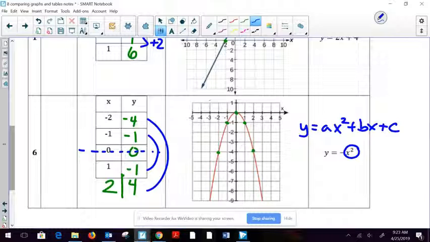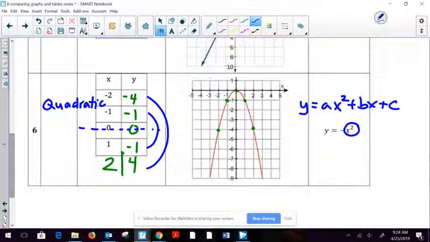It's in that form because we have an x squared, we have an upside down parabola graph, and we see that our table is symmetrical. This is what we would call quadratic. Okay, let's go ahead and look at the next page.